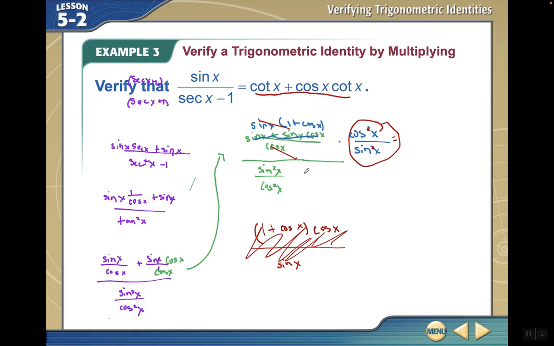So right now I have that 1 plus cosine x in parentheses, and I'm multiplying it by cotangent x. Now when I distribute the cotangent, I'm going to get cotangent x plus cosine x cotangent x. And that is exactly what we're trying to get to. So we could have got it this way too, but it just would have been a little more difficult.